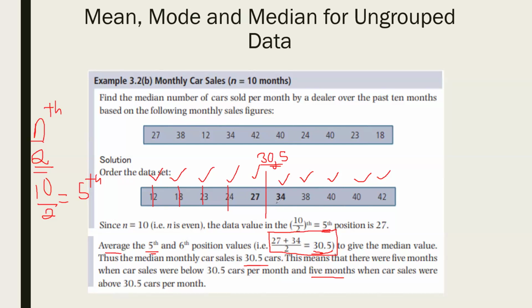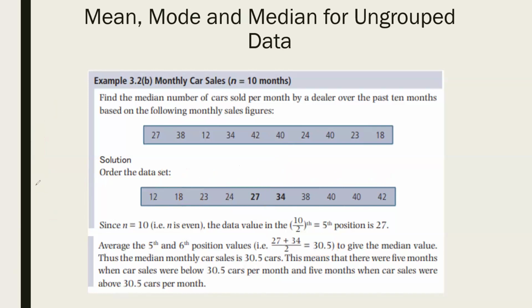Now we have 34, which is greater than 30.5, 38, which is greater, 40, which is greater, 40, which is greater, and 42, which is also greater. So that's how you interpret the data when it comes to median for ungrouped data, right? So are there any questions before we move on to the third one?